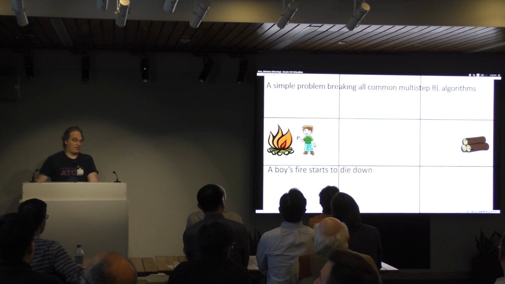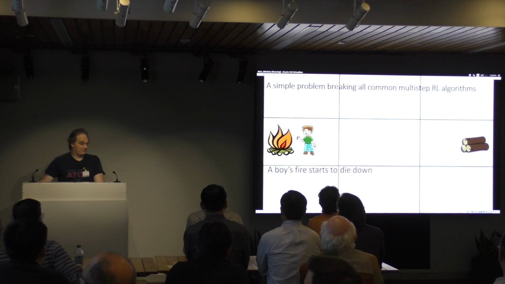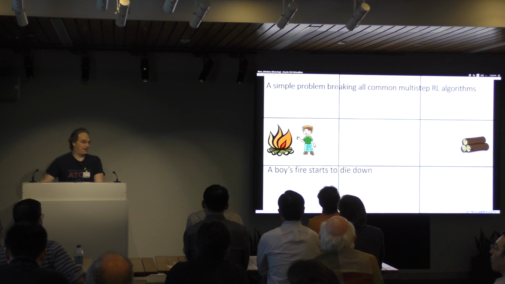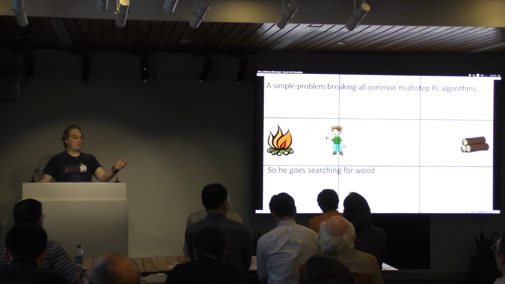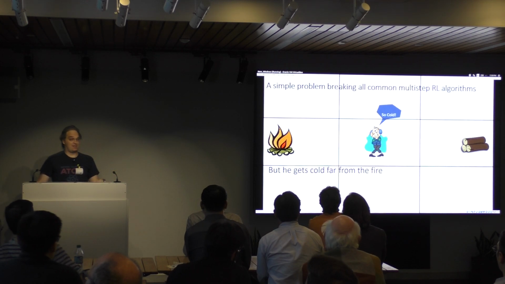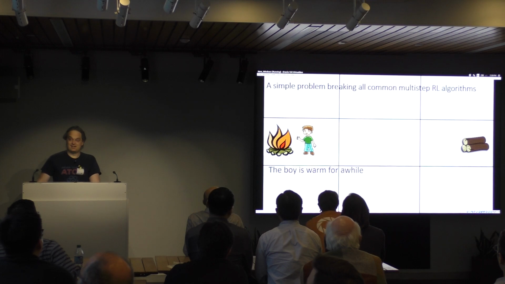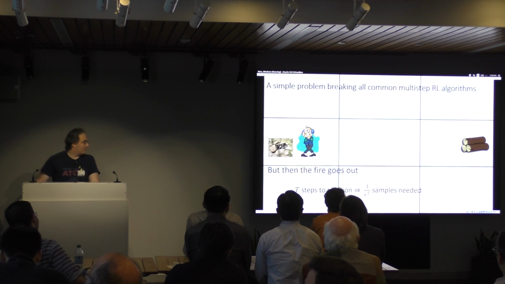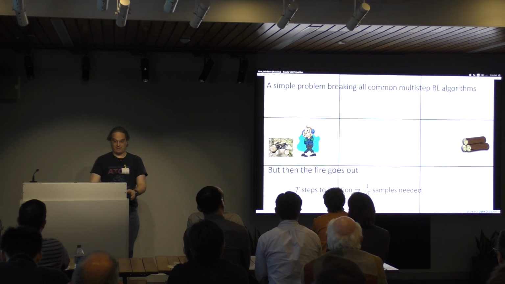So I'm going to tell you a simple problem that breaks all the common reinforcement learning algorithms. A boy goes camping. It's his first day camping. He has a fire, and the fire starts to die down. It's getting cold. What he should do is go to the logs, get a log, and put it on the fire, right? But these algorithms do epsilon-greedy exploration. So with probability epsilon, he steps away from the fire, and maybe with epsilon squared, he steps away even further. But then he starts to get even colder, and so the obvious thing to do is to step back to the fire, right? And so the boy is warm for a while, and then the fire goes out, right? So this is a very simple problem, and this breaks common reinforcement learning algorithms.